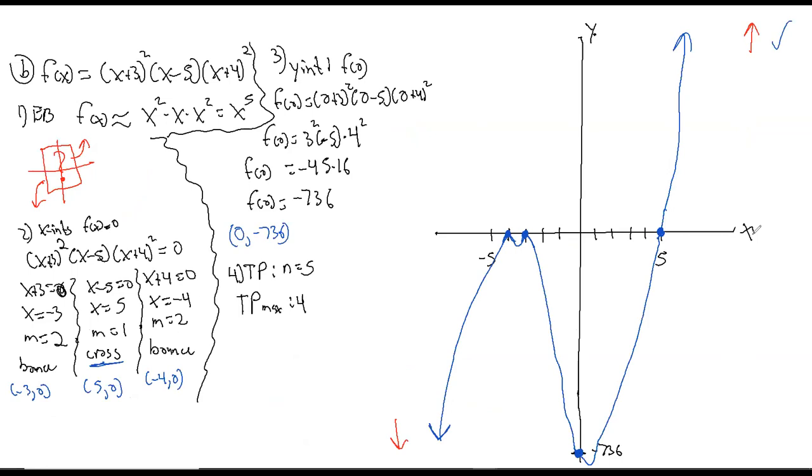All right. One more sounds good to me. C, black. F of x equals x to the fourth minus 9x squared.